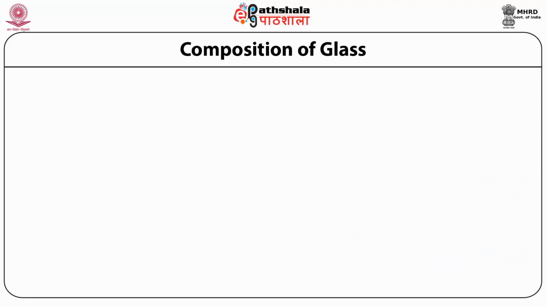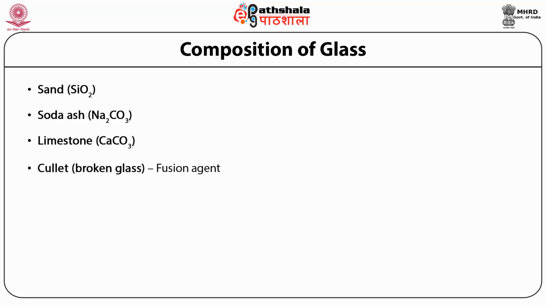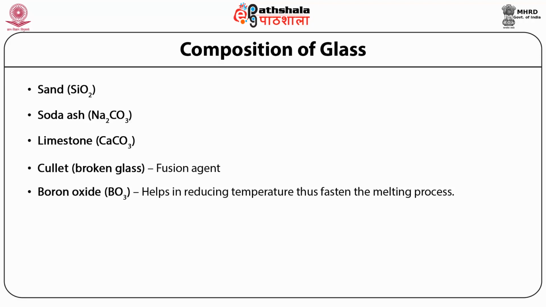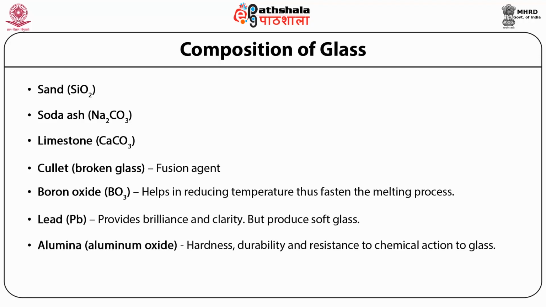Composition of the glass. Generally, the glass contains sand, that is silicon dioxide, soda ash, that is also known as sodium carbonate, limestone, that is calcium carbonate, and cullet or broken glass, that is also called a fusion agent. Boron oxide, that is B2O3, helps in reducing the temperature and thus hastens the melting process. Lead provides the brilliance and clarity but produces soft glass. Alumina, that is aluminum oxide, provides hardness, durability and resistance to chemical action to the glass.